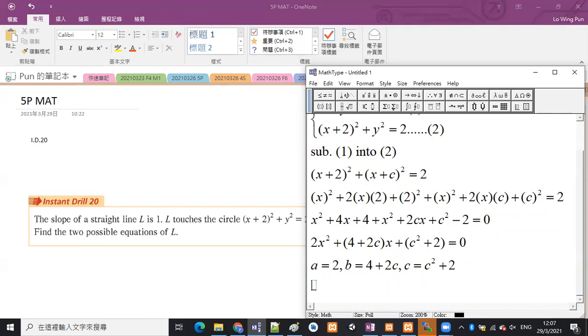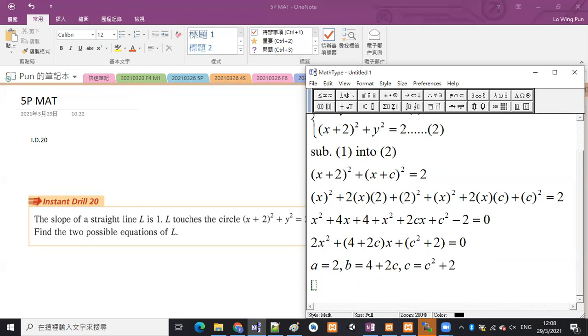Look at this. Because in this simple quadratic equation we have an unknown, we are not able to find x. But we do not need to find x. We want to find c. And then we go to the delta. Because this circle and this straight line touch each other, we know that the delta should be equal to 0.